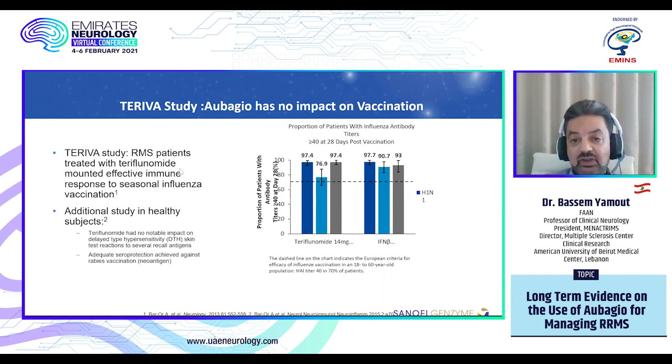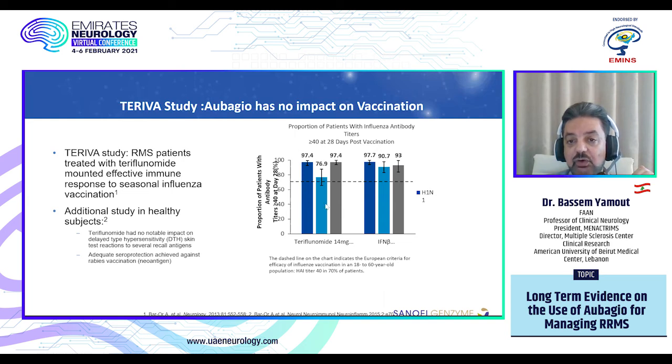So as I showed already by the mechanism of action, teriflunomide has a minimal effect on lymphocyte. The salvage pathway is present all the time, so they are able to proliferate to fight viruses and bacteria. And the lymphopenia with teriflunomide is very low, only a 15% decrease in lymphocyte. So based on that, TERIVA was a study that assessed vaccination in patients on teriflunomide. And as you know, the standard for vaccination is to achieve a high titer of 40 in at least 70% of the patient. And I put here this mark at the 70%.